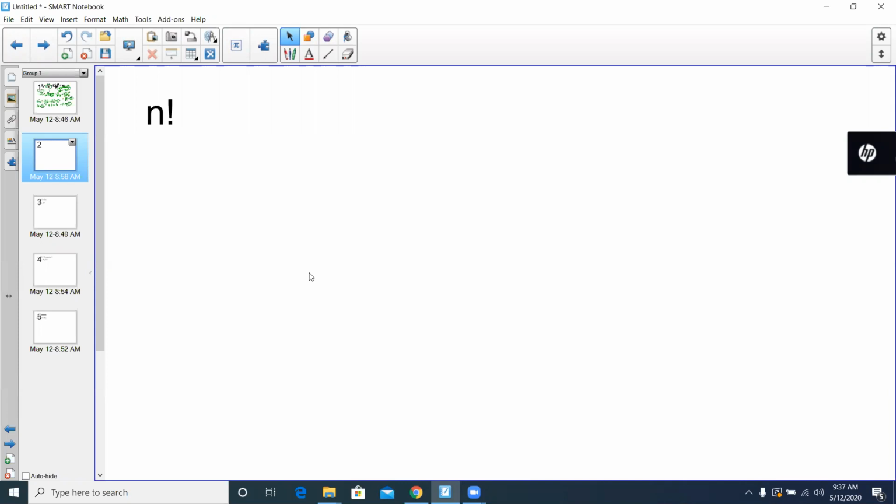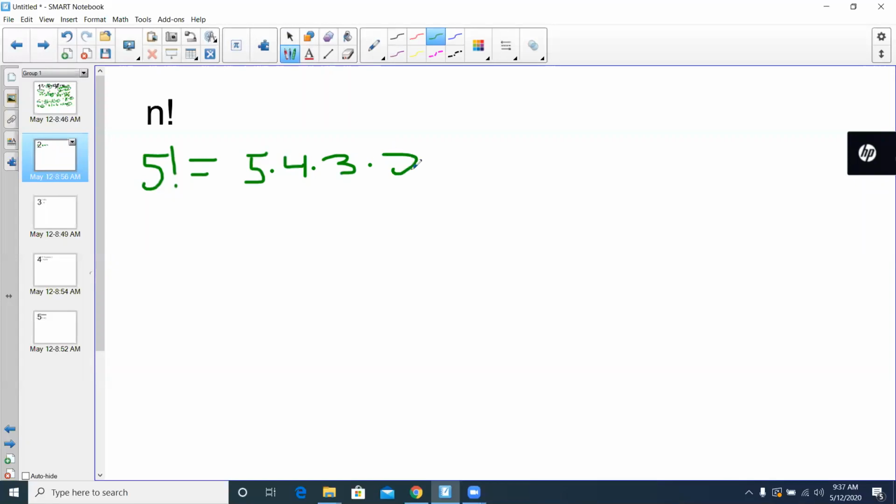First off, just real quick, don't forget what n factorial is. If we take a number, like 5 factorial, then 5 factorial is 5 times 4 times 3 times 2 times 1, okay? So for n factorial, if this is 5 and we've got n now, we start with n, and the next number is 1 less than 5. So 1 less than n would be n minus 1, times the next one, which is 1 less than n minus 1, which would be n minus 2.